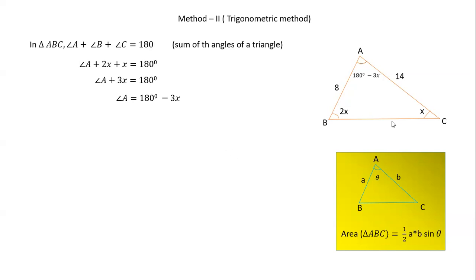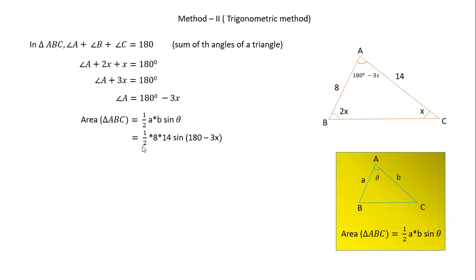So we use that concept here. If you see here, these are the two sides. This is your A, this is your B, and the angle is between these two sides. If you use this rule, the area is half into a.b.sine theta. A is 8 and B is 14. Let's put it, and theta is 180 minus 3x. So half into 8 into 14 into sine 180 minus 3x.